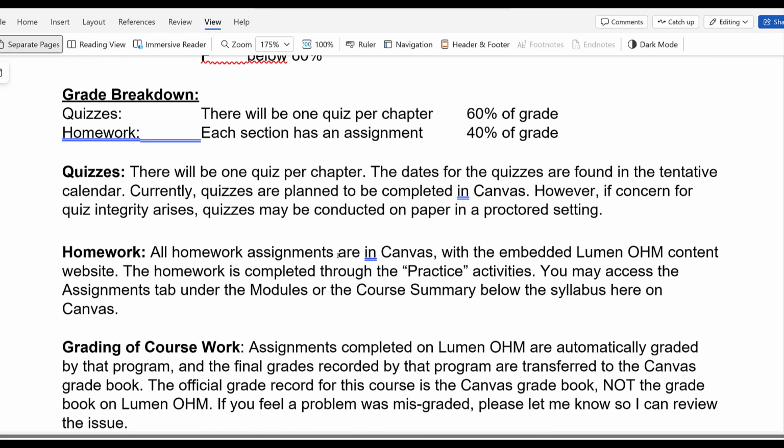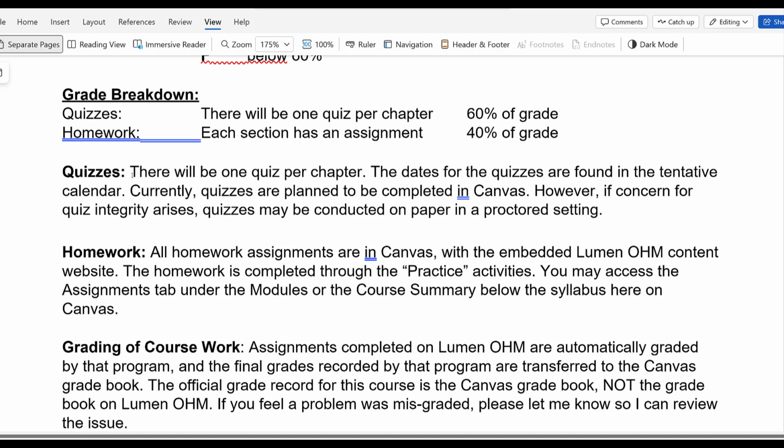Okay, grade breakdown. It's really just going to be quizzes. There'll be one quiz for each chapter. That's 60% of the grade. Then homework. Each section has an assignment, and that's 40% of the grade. So, as I said, quizzes or exams, however you want to call them, there's some kind of an assessment for each chapter. The dates for the quizzes are found in the tentative calendar. I shouldn't even call it tentative. That's our calendar. But if we had to change it, we could change things.